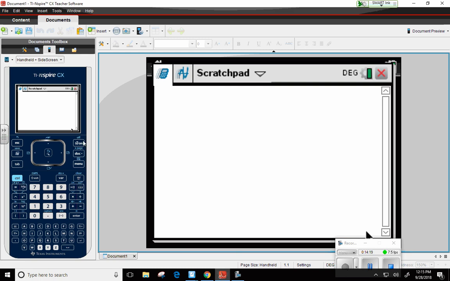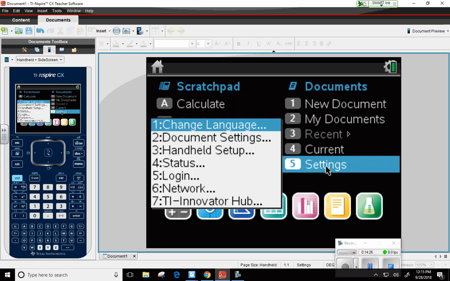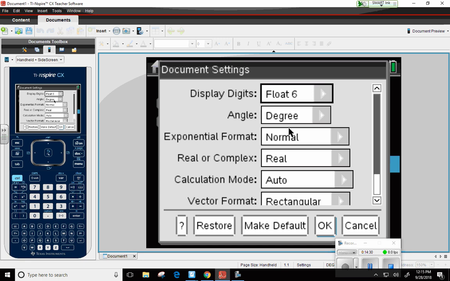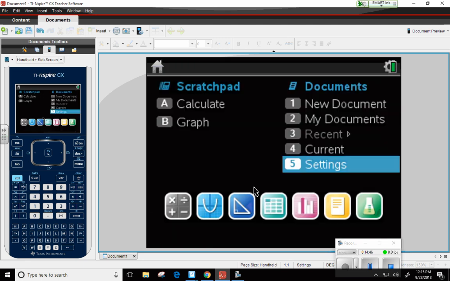answers. So a quick check, just go to your home screen. Okay. Right at the bottom, you want settings. Okay. And then document settings. And then as soon as it pops up, you see mine right here is in degrees. Now, if yours says radians, well, then just go ahead and click it, choose degrees. But don't click OK, click Make Default. Okay, Make Default. Because if you click OK, it'll go ahead and perform one operation how you changed it.